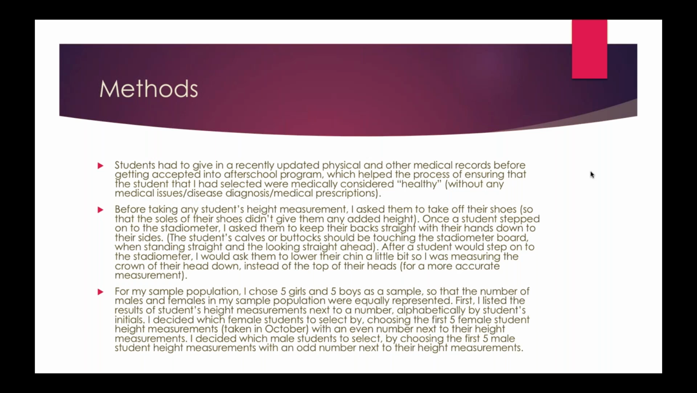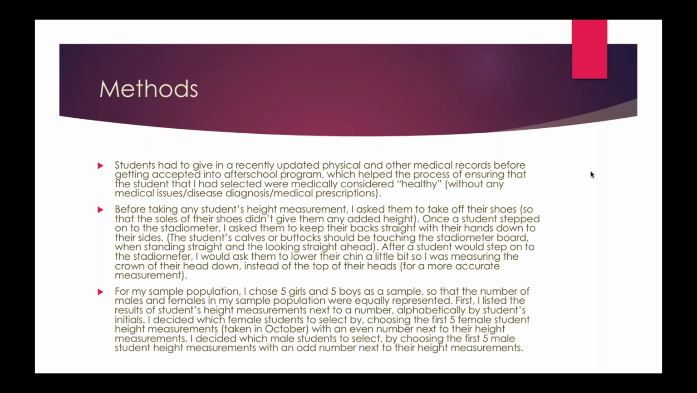A lot of the times, because they're elementary school students, they're always shifty and shaking, and they might lean like this, and it's like no, you have to stand up straight. So it was not necessarily frustrating, but it was just a lot with the whole class of second graders. So after each student would step onto the stadiometer, I would ask them to lower their chin just to make sure everything is accurate. And again, I decided to choose the second grade students, which is 13 students in total.